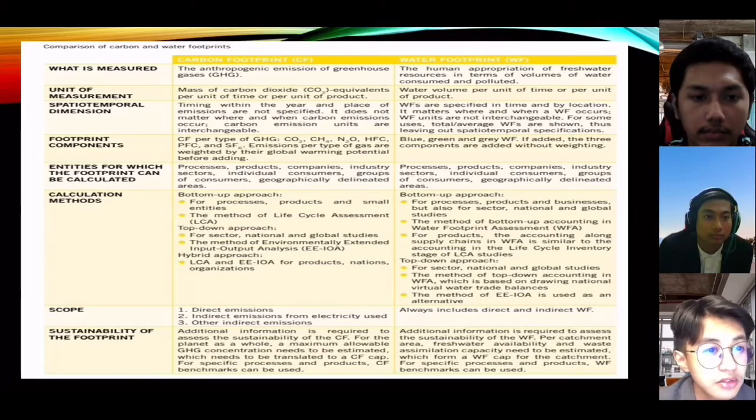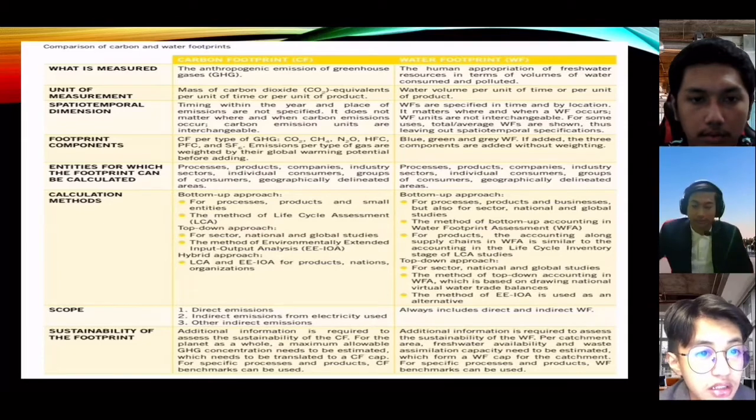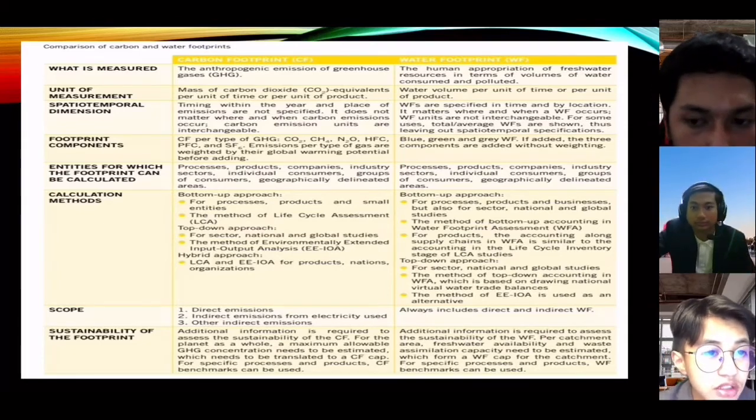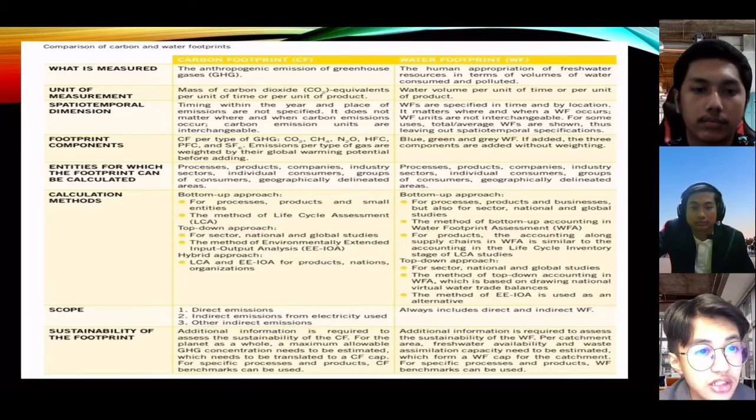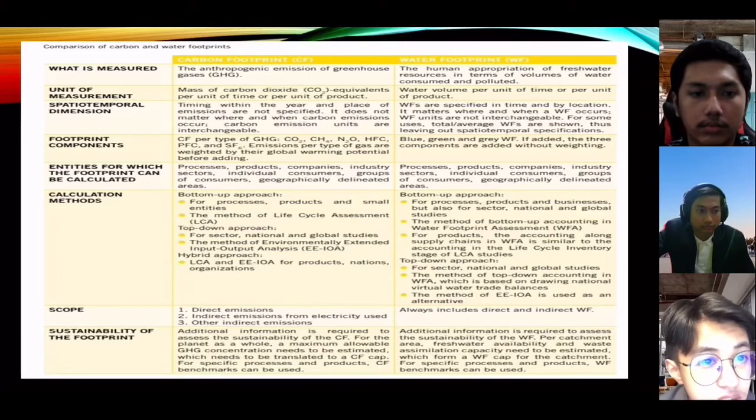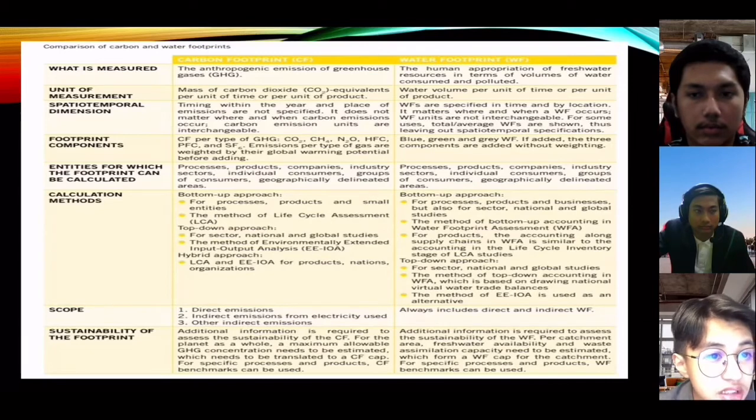Water footprints are specific in time and by location. It matters where and when a water footprint occurs. Water footprint units are not interchangeable for some use. Total per average, water footprints are shown leaving out special temporal specification.